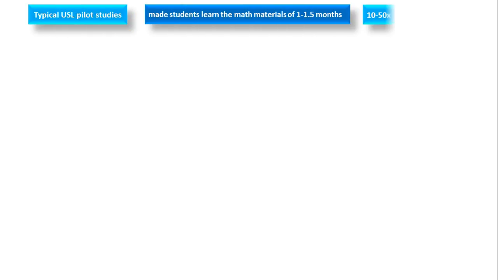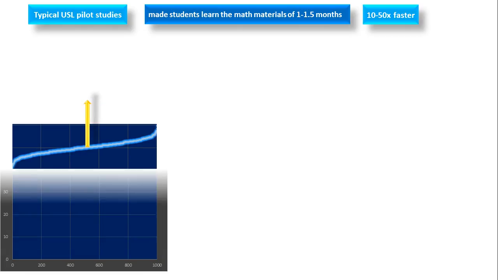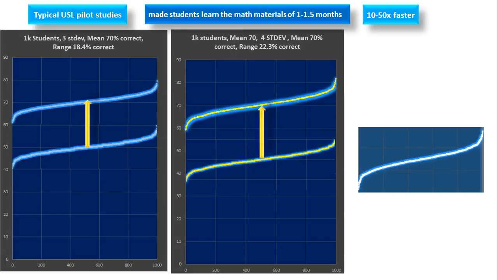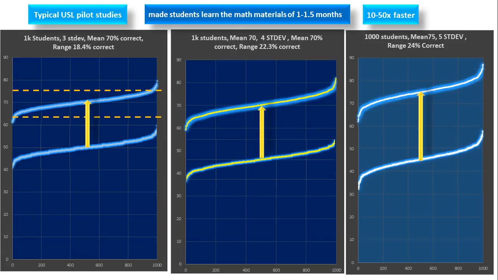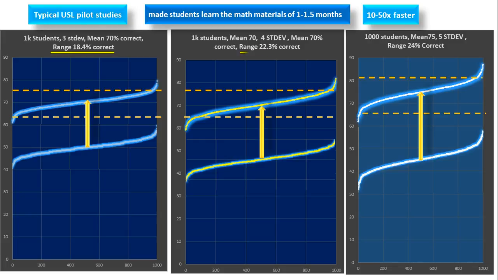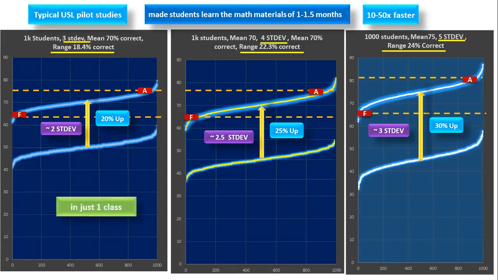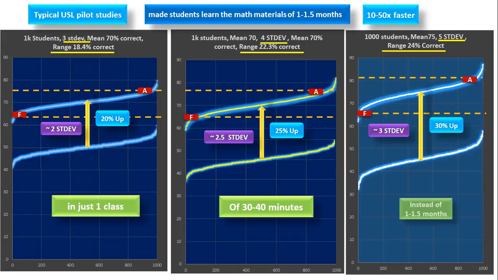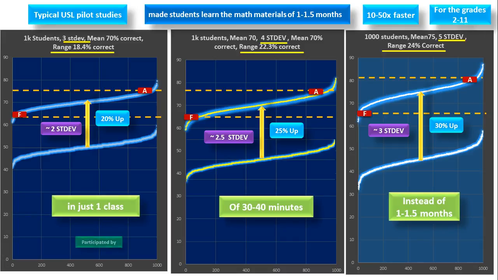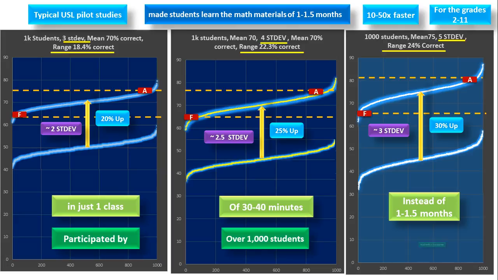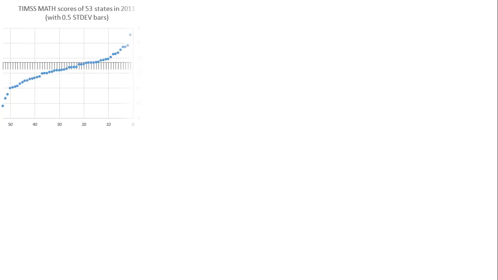And the typical USL pilot studies show that, as I said before, 10 to 50 times faster. So the lower curve is the baseline before the pilot study, and after that it moves up like this, to the typical level of F to A, depending on the classes and country and school, etc. But regardless, this is a typical variation, the most common one. We could achieve in one month, 1.5 months, in 30, 40 minutes, for more than 1,000 students from a school and 2 countries.